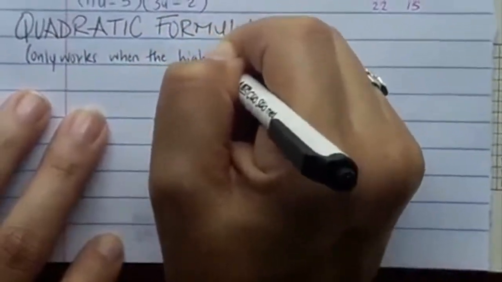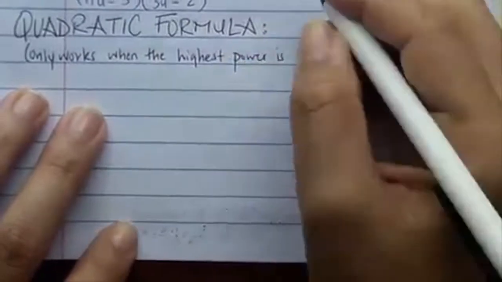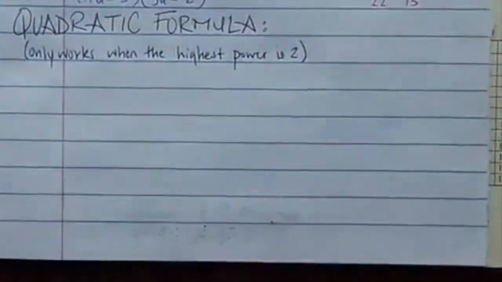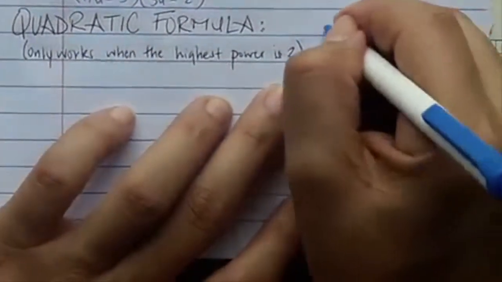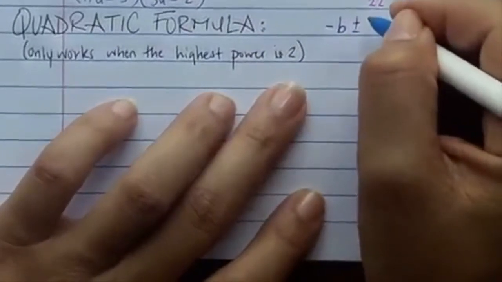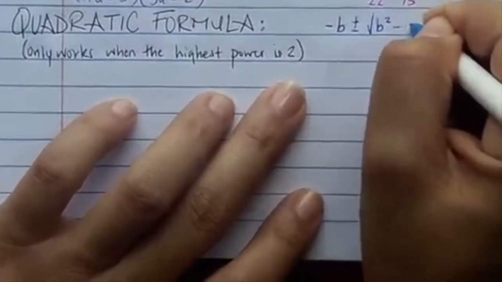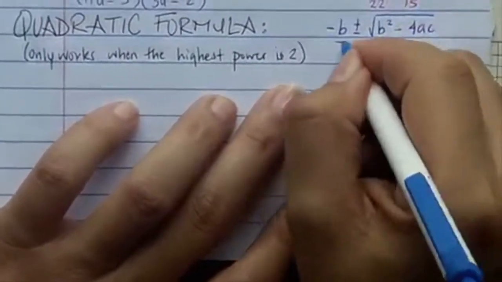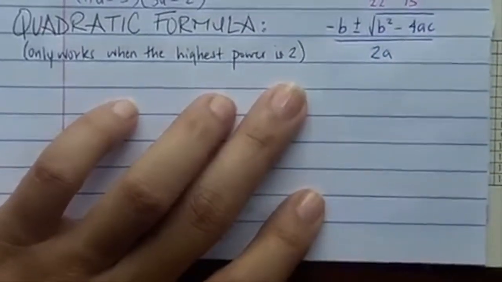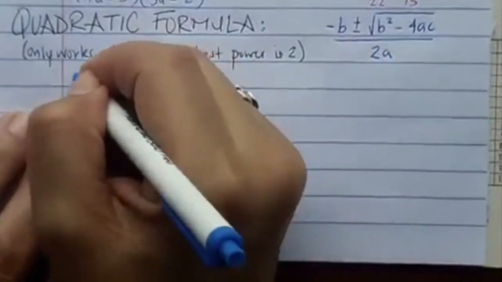Alright, so the quadratic formula only works when the highest power is 2, when it's a quadratic equation or function or polynomial or whatever you want to call it. And what is the quadratic formula? It's minus b plus or minus the square root of b squared minus 4ac, all over 2a. Memorize it, know it backwards and forwards.